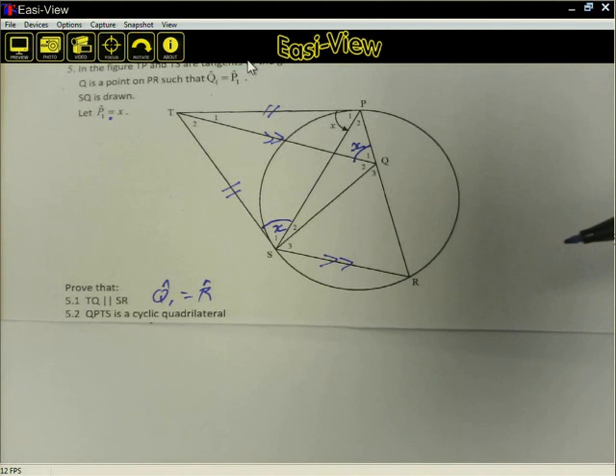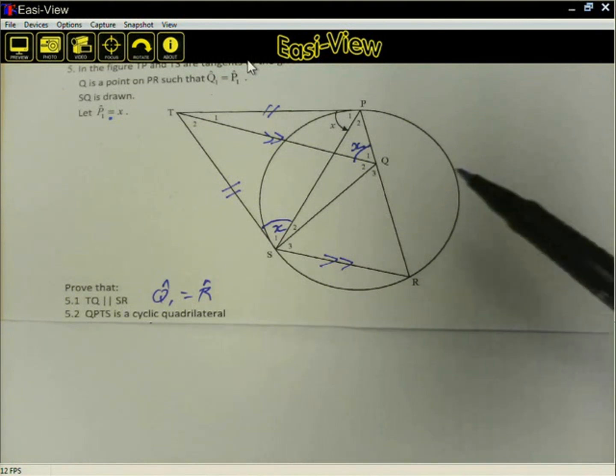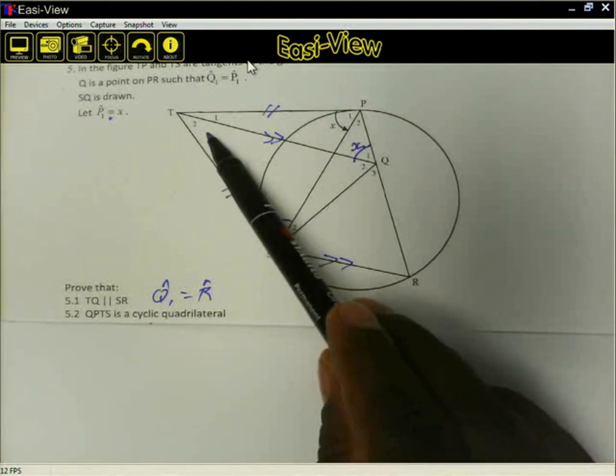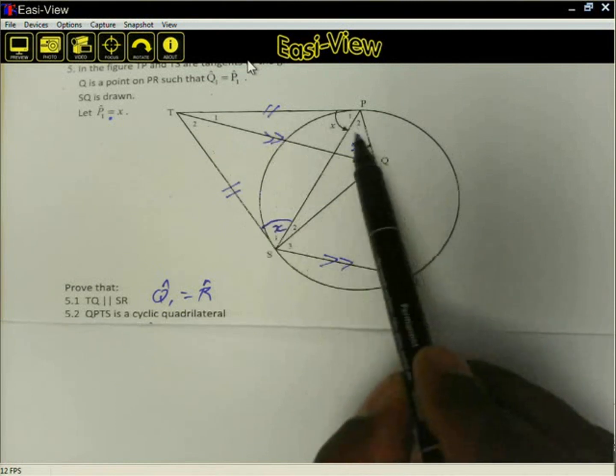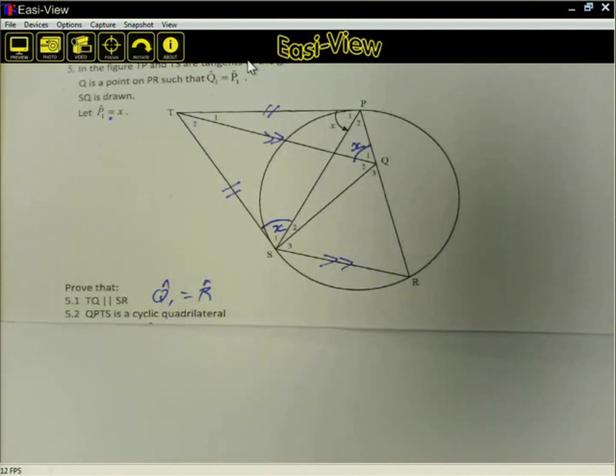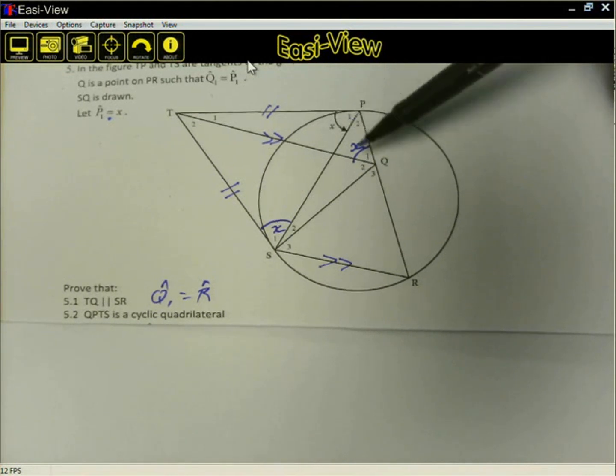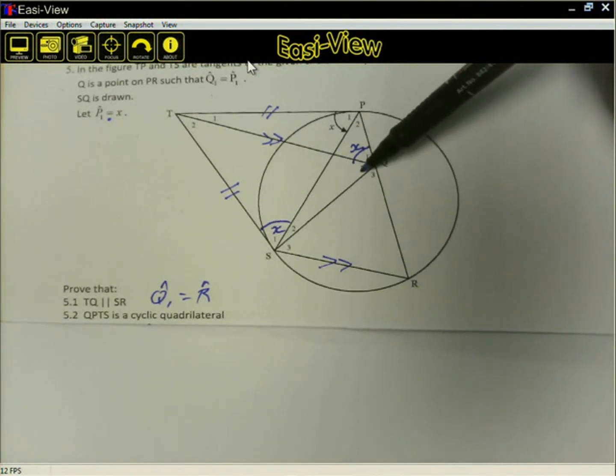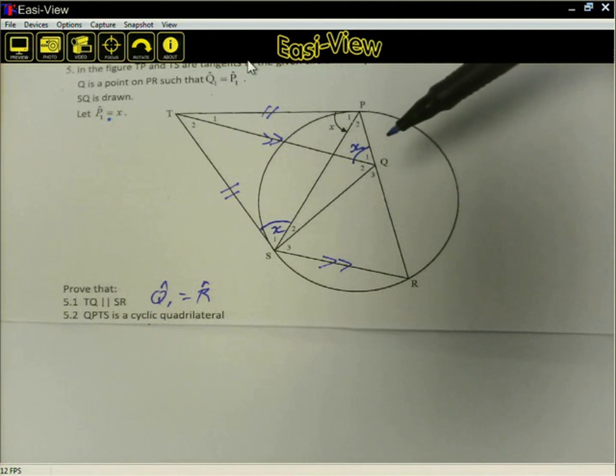Lastly, if the angles subtended by the same side are equal, check. If you can prove that angle P2 is equal to T2, but for P2 and T2 you don't have much information. Or alternatively, if you can prove that P1 is equal to Q2, check P1 and Q2. Can we prove that? At least we have talked about Q1.